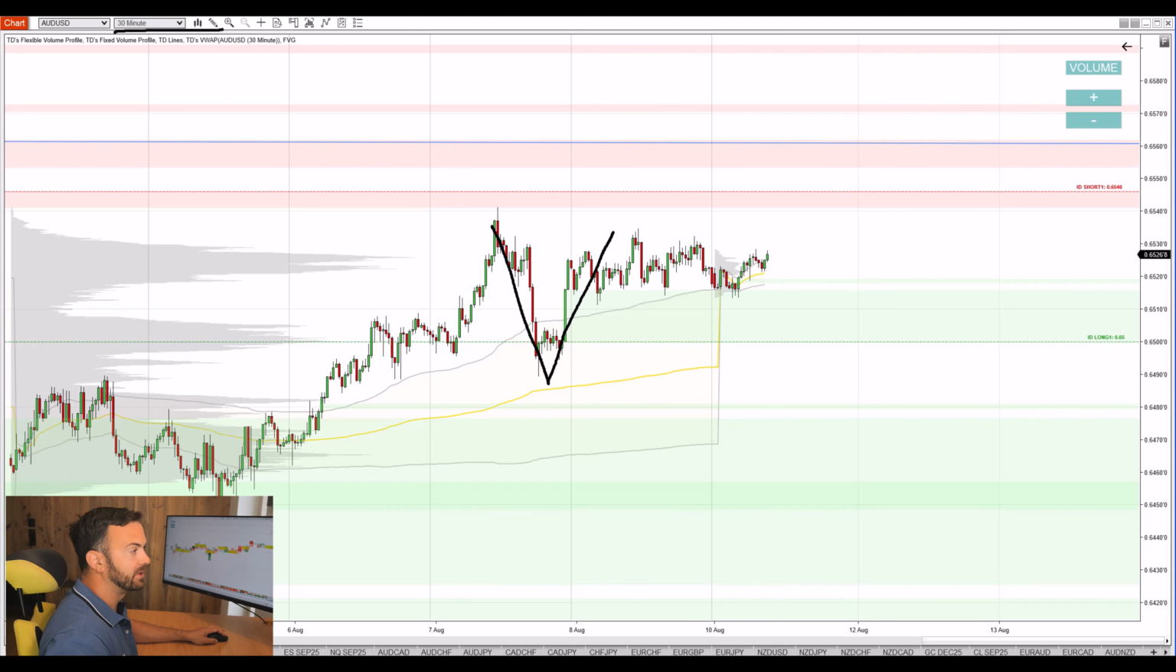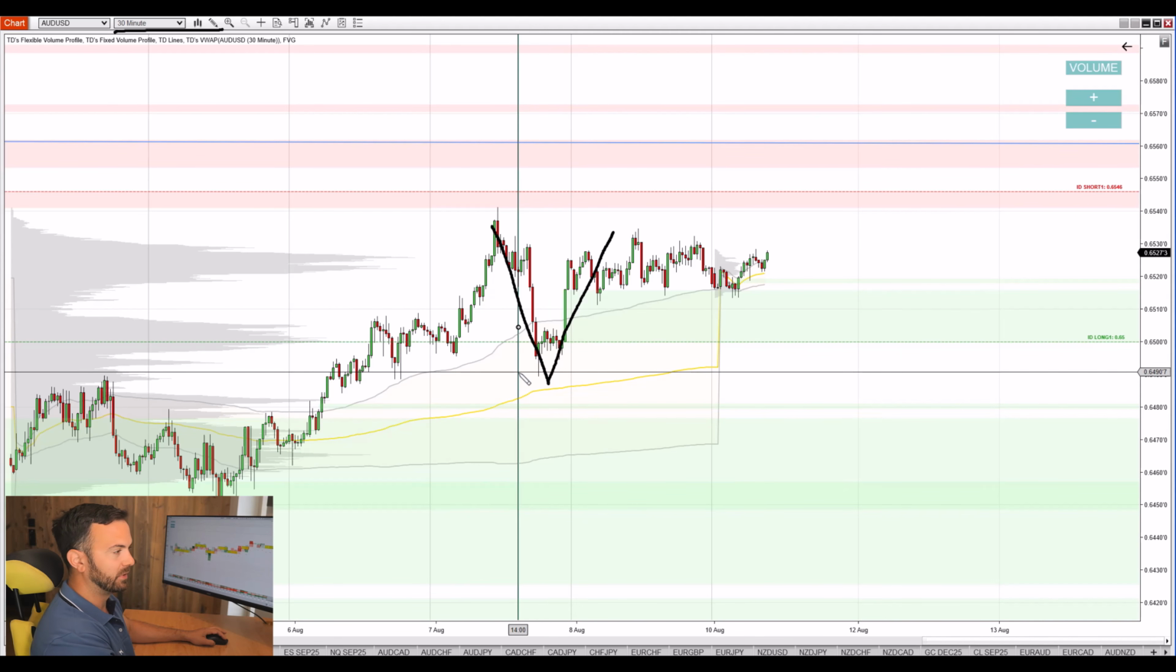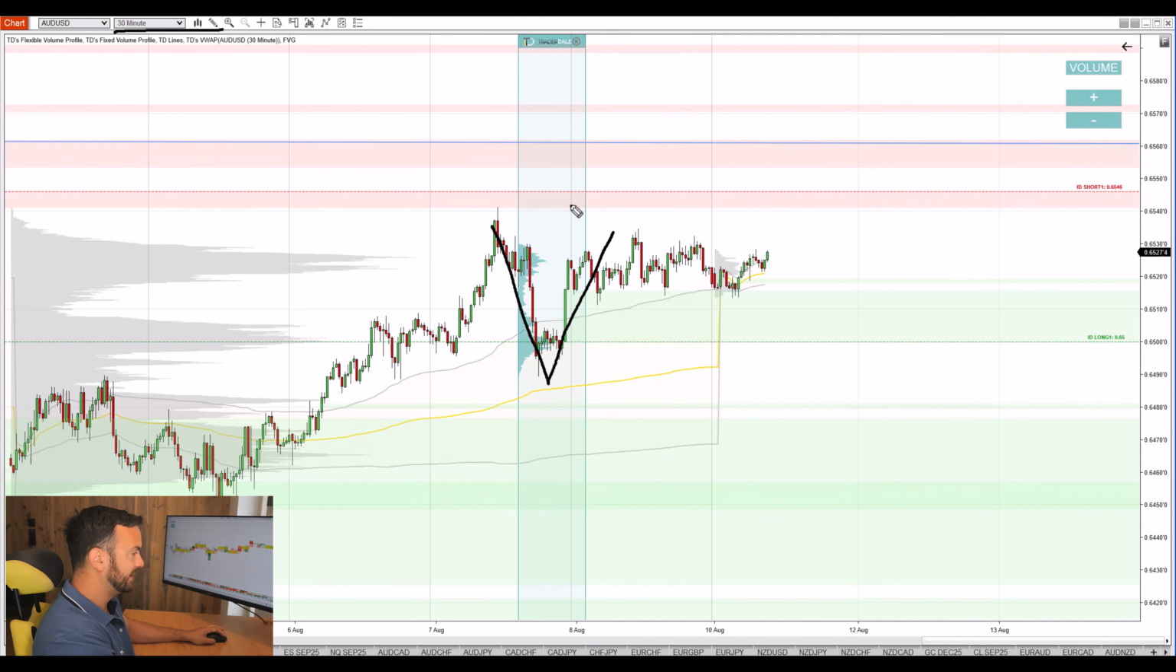So that's the rejection. Another thing that we need to see is a significant volume cluster. So select the rejection area with the volume profile, and you look for a significant volume cluster. That would signify the strength of the buyers who reversed this selling activity into this buying activity, right? So we have that volume cluster.